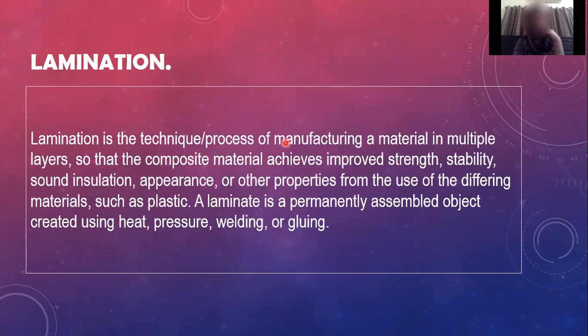Lamination is a technique or process of manufacturing a material in multiple layers so that the composite material achieves improved strength, stability, sound insulation, appearance, or other properties from the use of differing materials such as plastic. A laminate is a permanently assembled object created using heat, pressure, welding, or gluing.